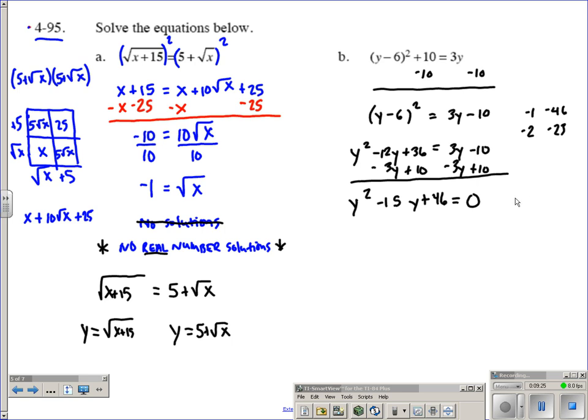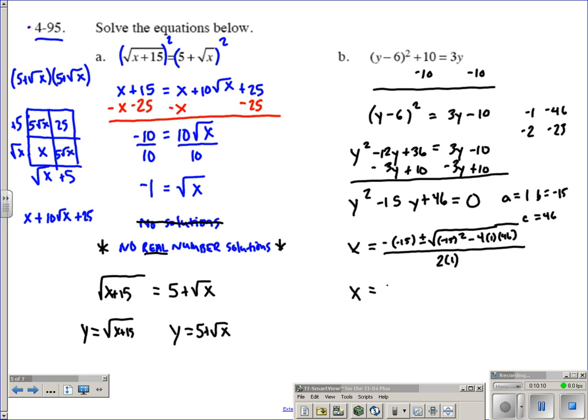Let's set it up here. A is going to be 1, B is negative 15, and C is 46. That looks wonderful. So x equals the opposite of negative 15 plus or minus the square root of negative 15 squared minus 4 times 1 times 46, all over 2 times 1. That looks awesome.